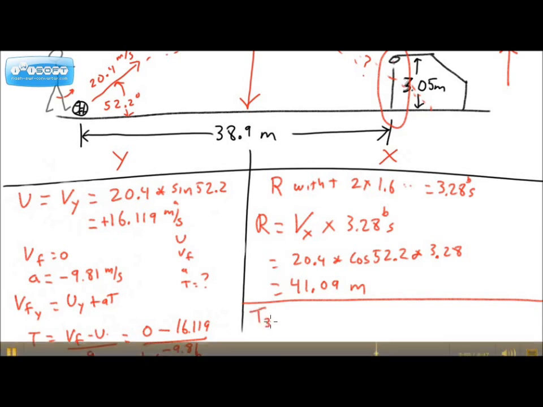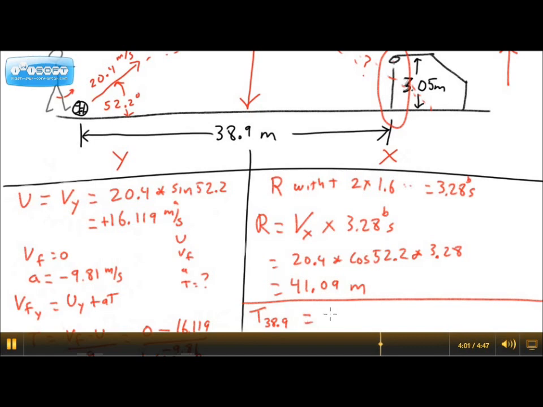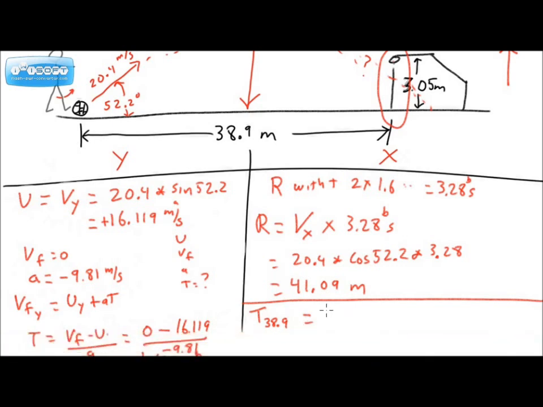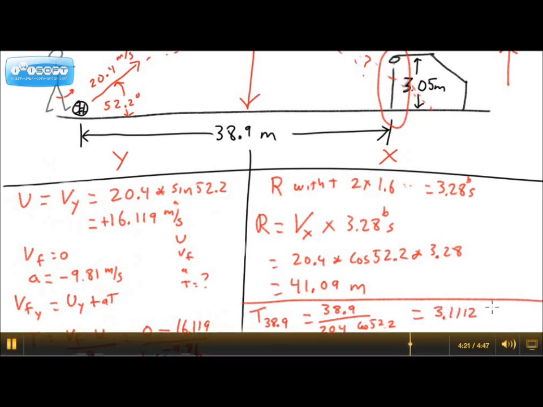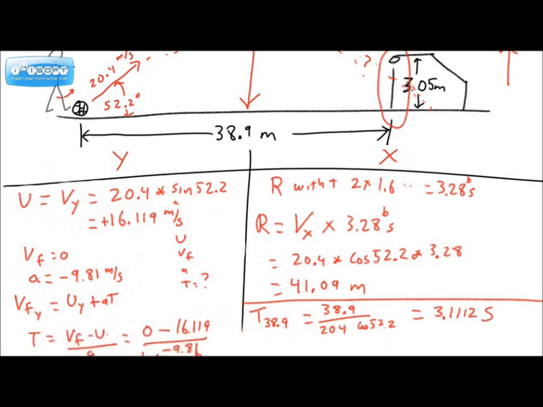Our time at 38.9 is going to be equal to our distance traveled, 38.9, divided by the x component of our velocity, because this is in the x, which is 20.4 cos 52.2, and that equals 3.1112 seconds. Now we need to figure out what is happening in the y at 3.112 seconds. How high up is it? Well, what is high? High is distance. S equals ut plus at squared over 2.